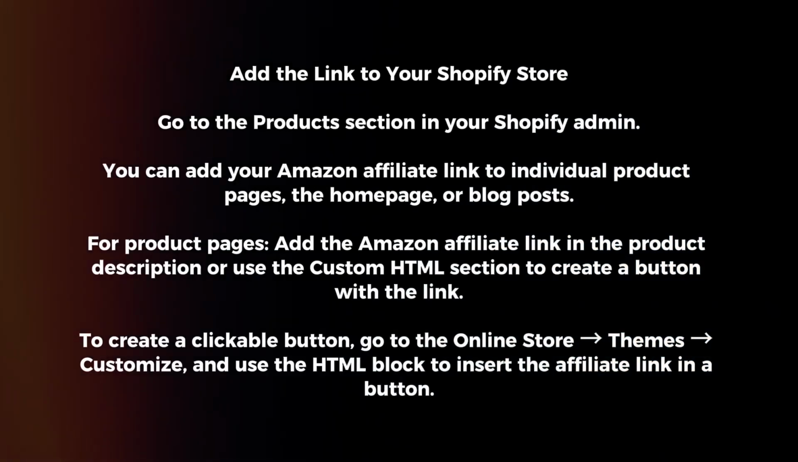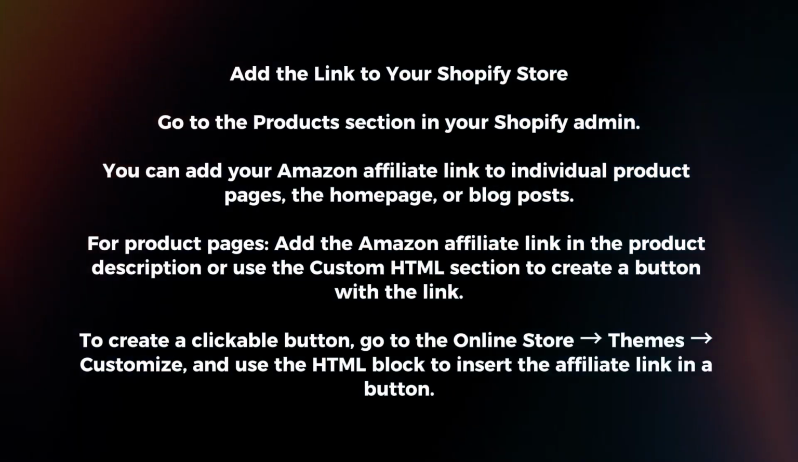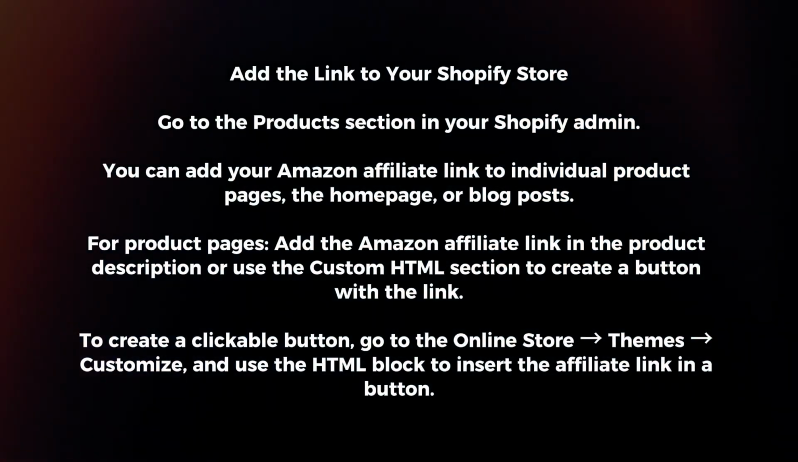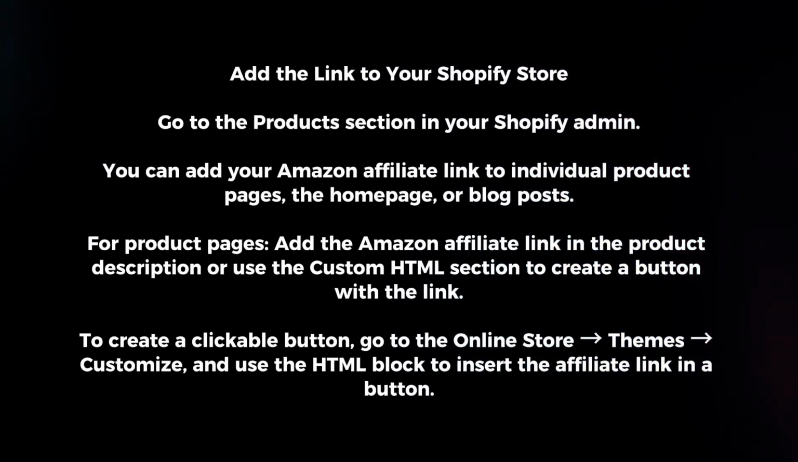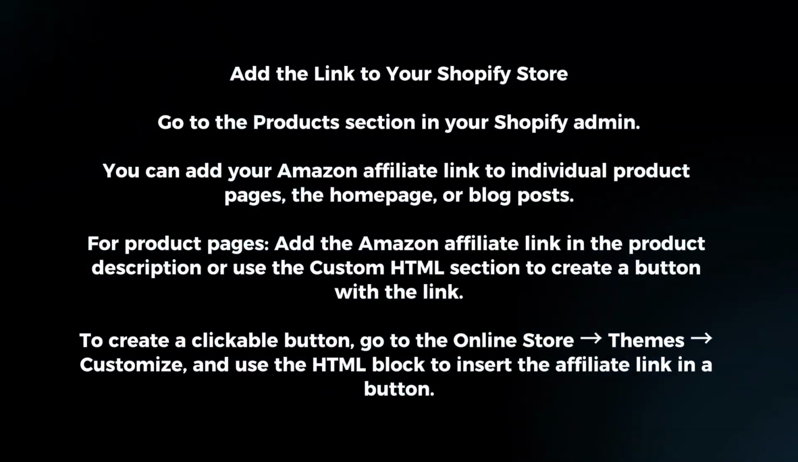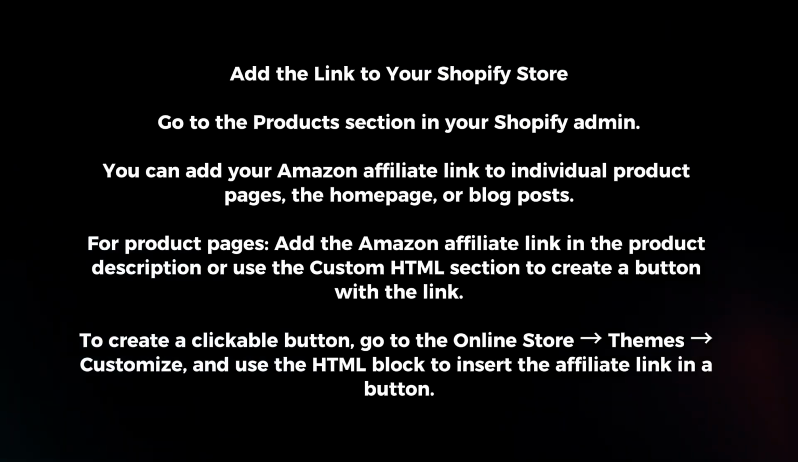Add the link to your Shopify store. Go to the product section in your Shopify admin. You can add your Amazon affiliate link to individual product pages, the homepage or blog posts. For product pages, add the Amazon affiliate link in the product description or use the custom HTML section to create a button with the link.